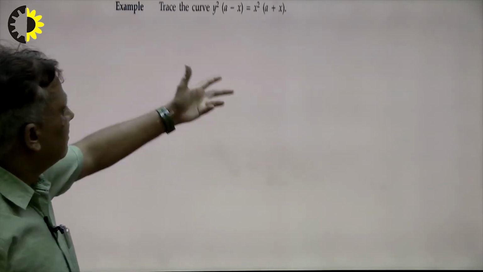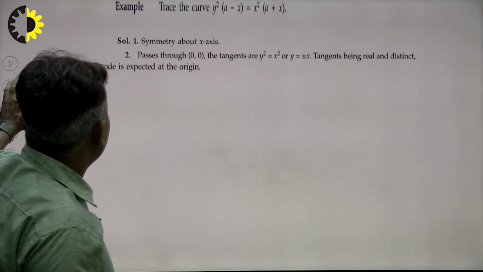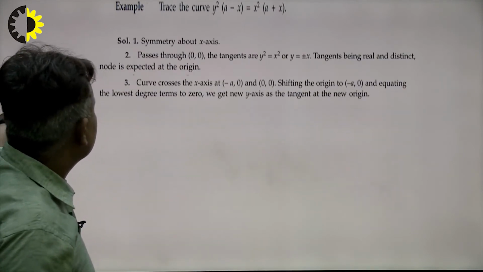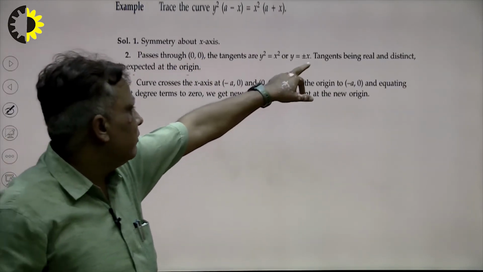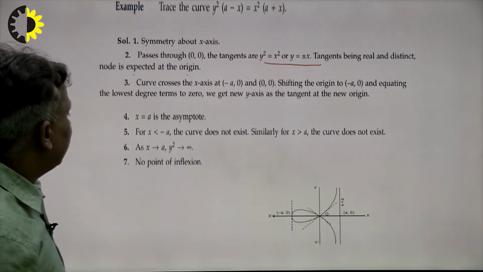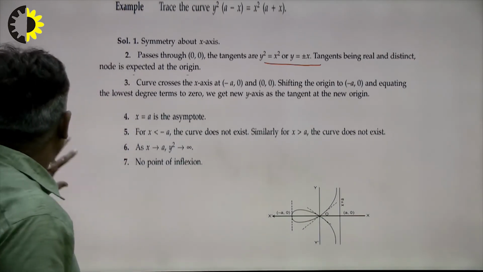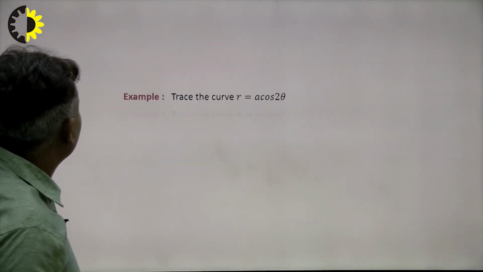Suppose I want to take another problem, and see how to solve it one by one. First of all, I calculate symmetry about the x-axis, passing through the origin, and the tangent is y is equal to plus or minus x here. So in this way we find out our problem, and the diagram will be this, because there exists a point minus a comma 0 here.